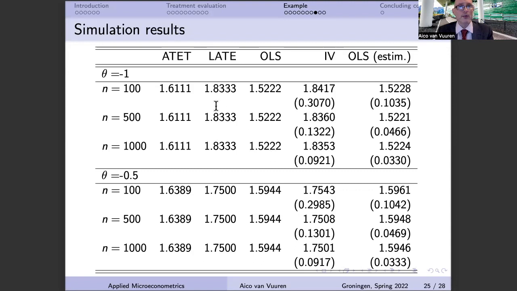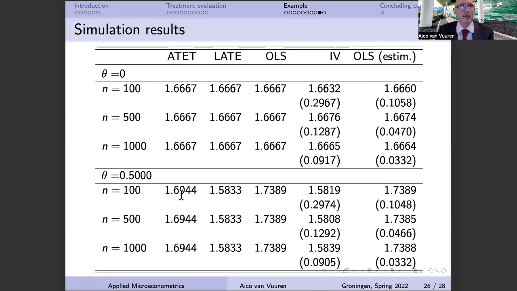Then when we go from theta equal to -1 to theta equal to -1/2, we see that things become less severe, because LATE and ordinary least squares come closer to the average treatment effect among the treated, and also closer to the average treatment effect, because the average treatment effect is always equal to 1.67.